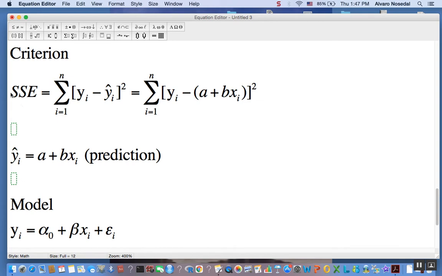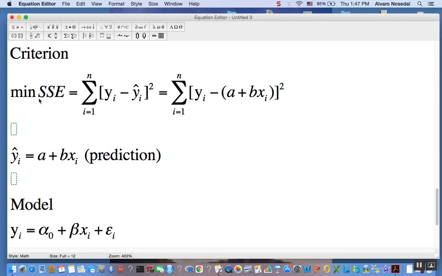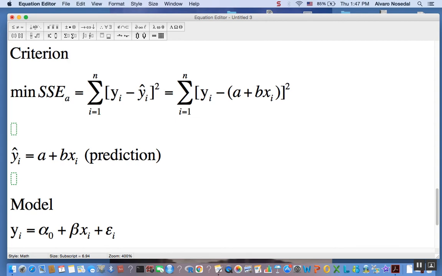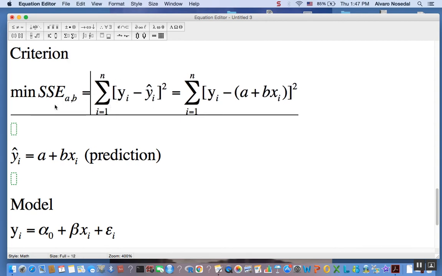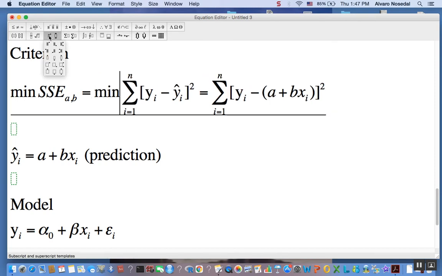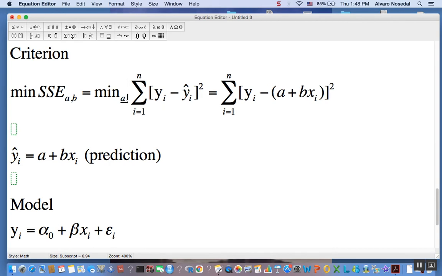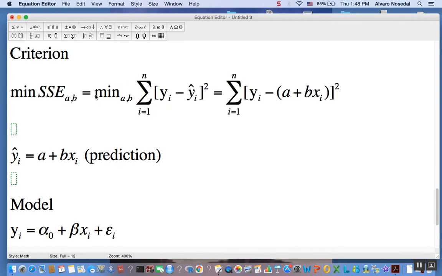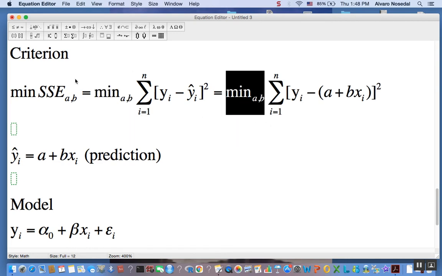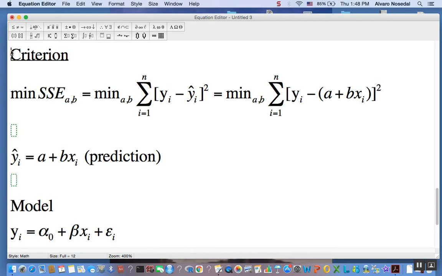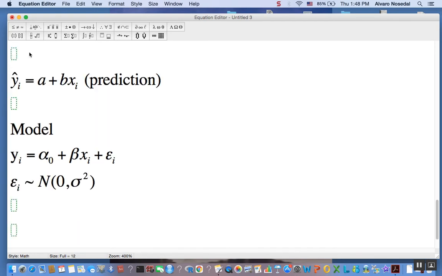So to find the best line, what we're going to be doing is minimizing with respect to A and B, right? That's what we're going to be doing. So we minimize that with respect to A and B. Okay? Make sense? Okay. So let me copy paste this. It's going to be better if we have it here.